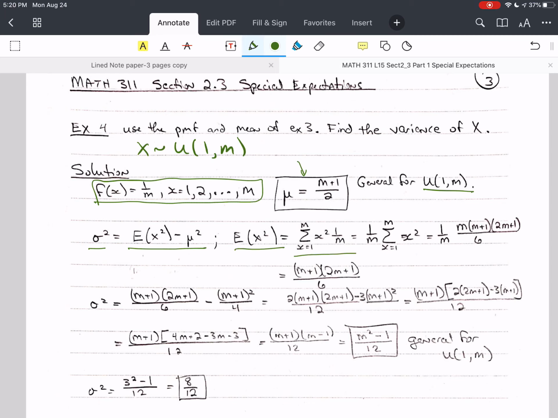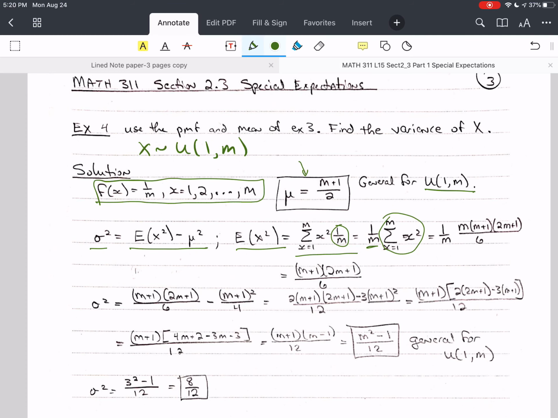That's the sum of x squared times f of x. F of x is 1 over m. Again, it's a constant, so it comes out to the front of the summation. And now we have the sum of the x squared, the first m positive integers squared. And if you remember from our formula, that's m plus 1, 2m plus 1. Again, we have an m here and an m here, so those cancel, and we're left with this quantity here for E of x squared. Now, we have to take that and subtract our mean squared.